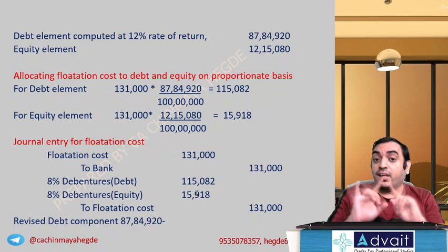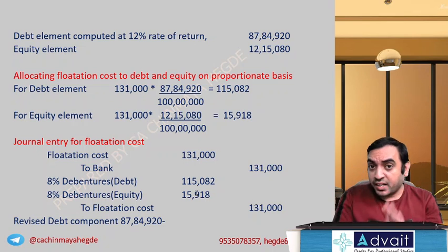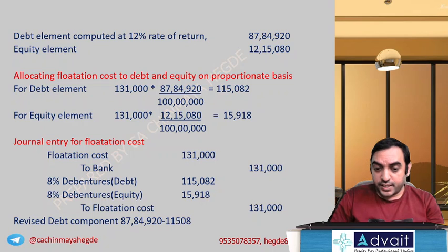Means what? Flotation cost will not be transferred to P&L account, mind it. It will not be transferred to P&L account. So 87,84,920 minus 1,15,082 equals 86,69,838.